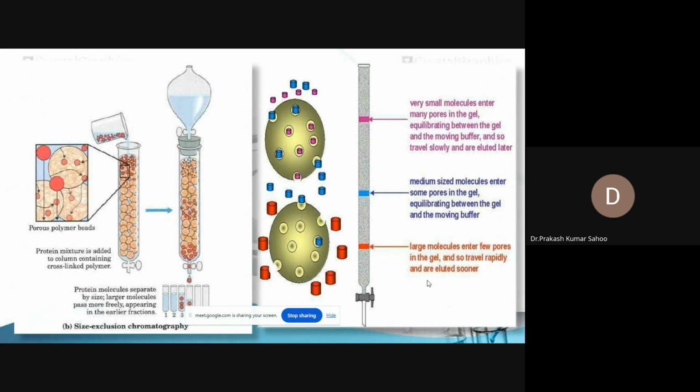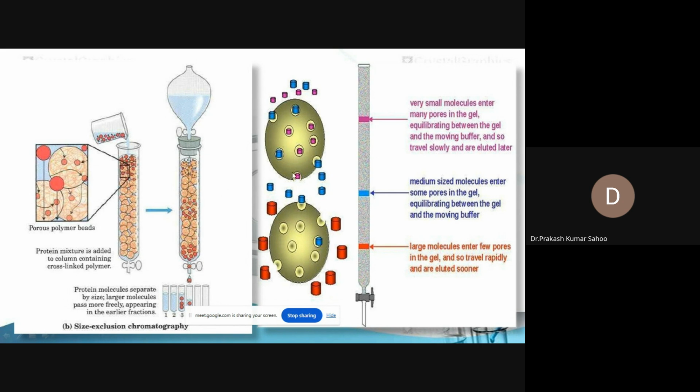So just see here, these are all beads, and these beads have some pores. This is the sample, which is dissolved in the solvent and gets mixed with the beads. When the solvent gets passed through the stationary phase, the smaller particles get attached to the beads, and the larger particles, which are not the size of the bead pores, pass through the stationary phase and are separated first.